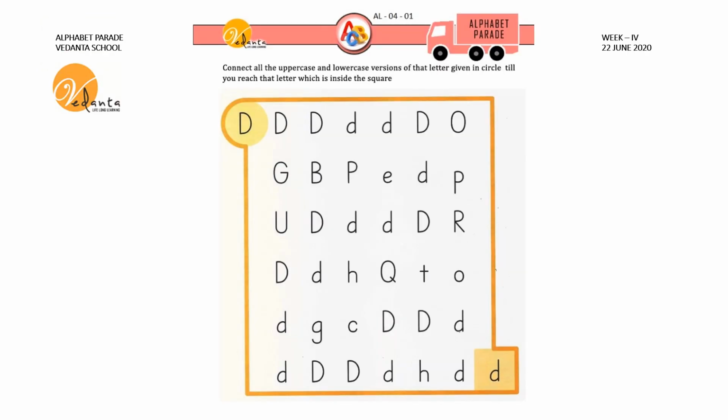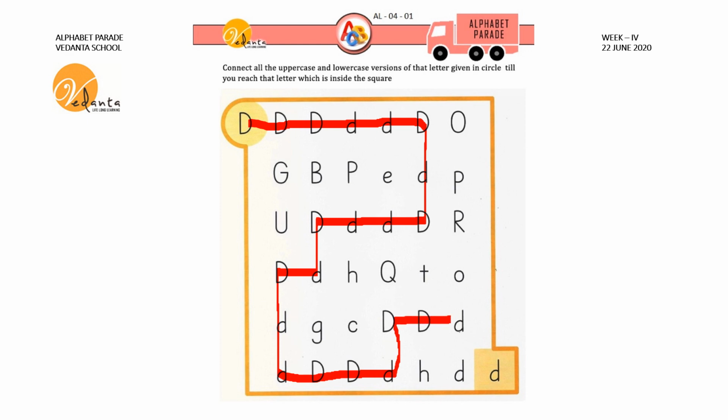In this sheet, you have to connect all the uppercase and lowercase d starting from the circle at the top and reach the square at the bottom. You have to connect only letter D but not any other letter and reach the square at the bottom like this.